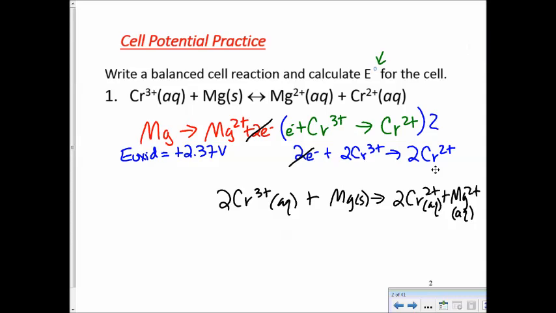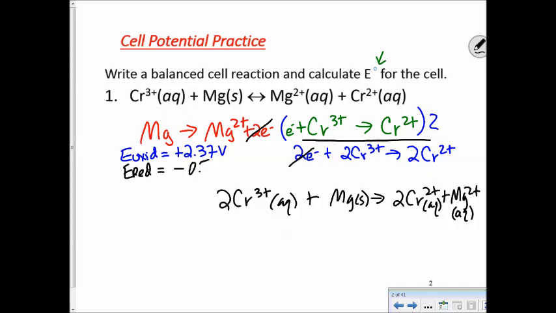The chromium one is normal because it's still being reduced, so we just look for it regularly here, +3 to +2. What is its value? So for the chromium one, it's going to be a negative what? Do we have to double it? Yeah. Wait, no, you don't.